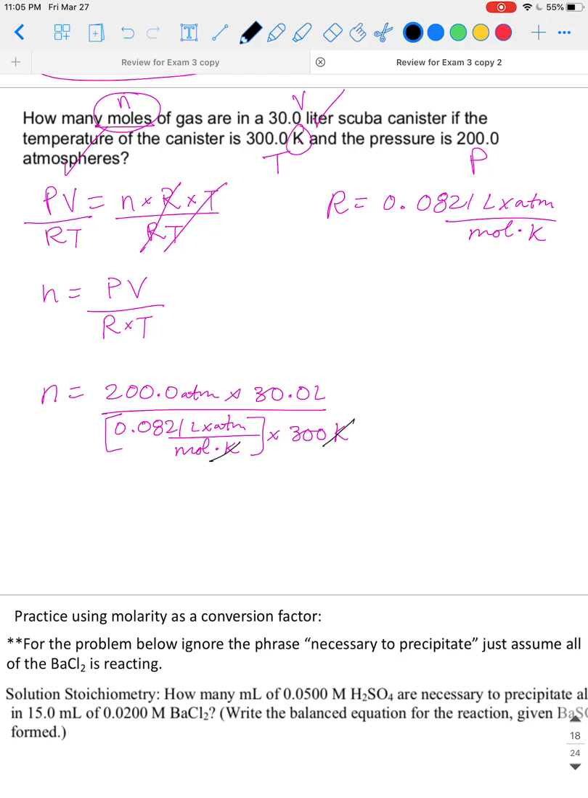Always make sure units work out. Kelvin on top and Kelvin on bottom, so those cancel. atm on top, atm on bottom, liters, liters. We're left with 1 over 1 over moles, which is equal to moles. Okay, so now we just do the math.